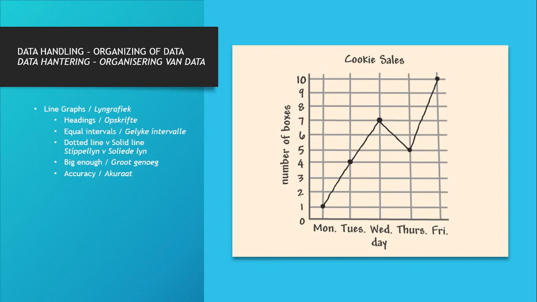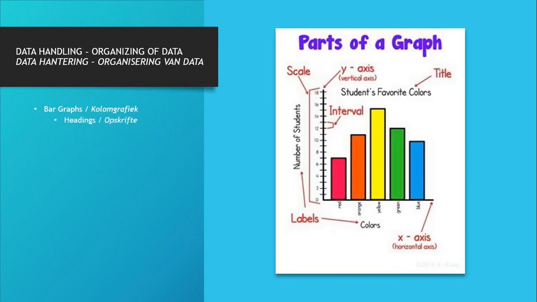Make sure it's very accurate. For a bar graph, once again, the heading is very important. You need to have your titles, you need to have your labels, you need to have the equal intervals, you need to have your spaces between bars. This is very important. From the y-axis to the first bar, there's a space, and then between all of the bars, there are spaces as well.